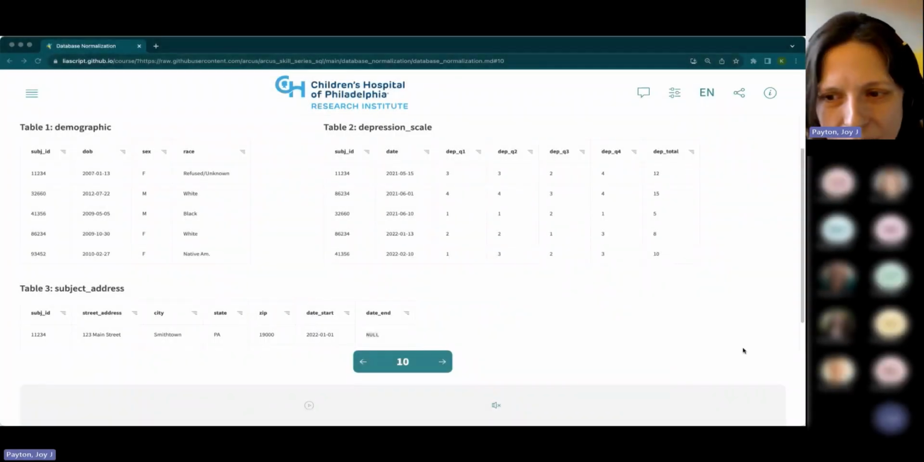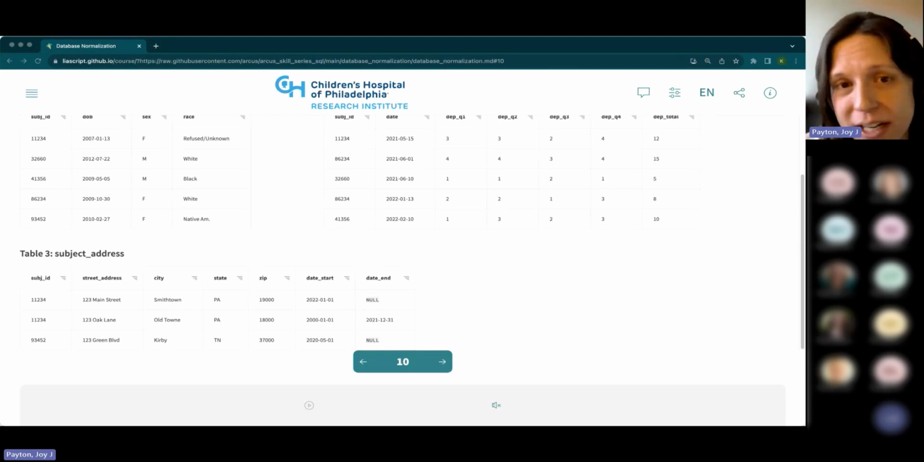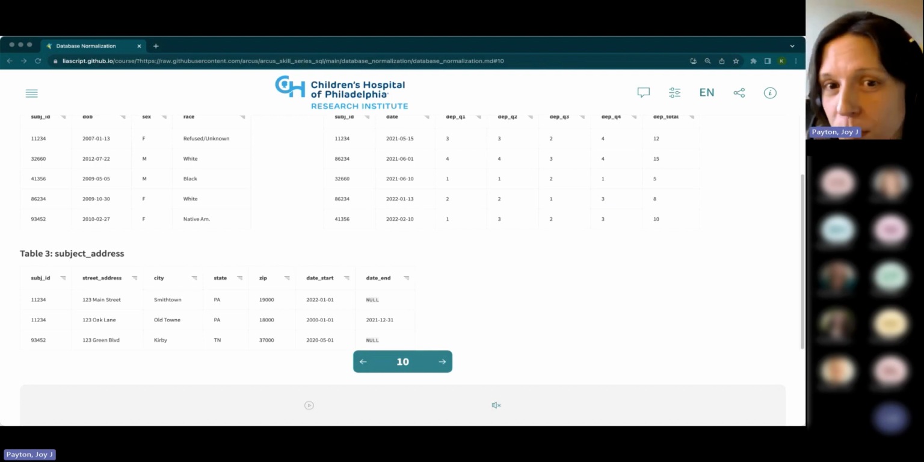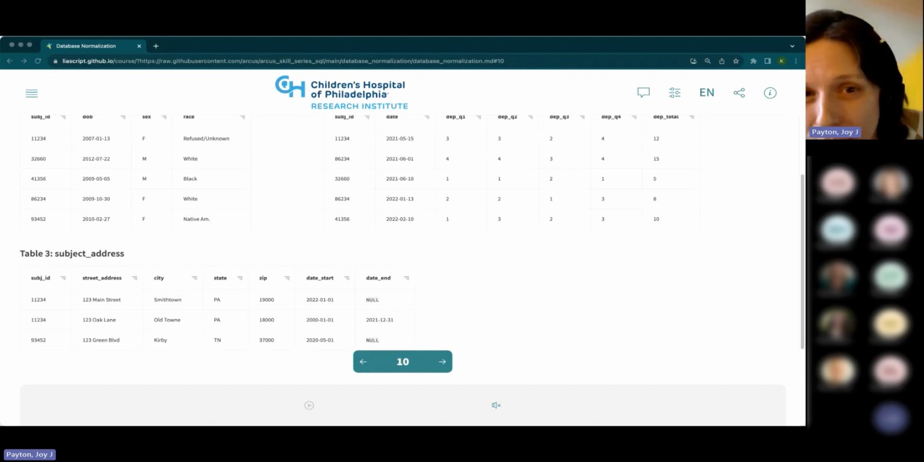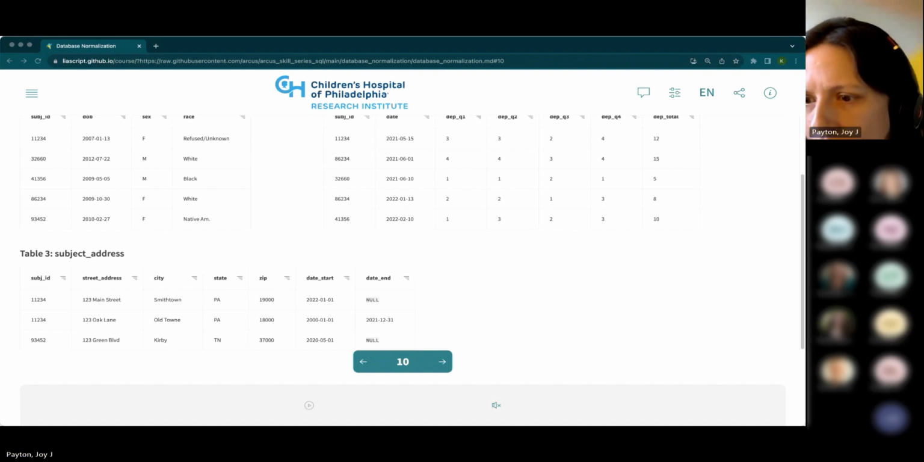Excellent. Yep, Eloise noticed that there's a subject that has more than one address. That's not that unusual, right? Our subjects move. And especially if we're studying something like geospatial risks for things like depression, understanding where people move to is really important. So we want to record that.